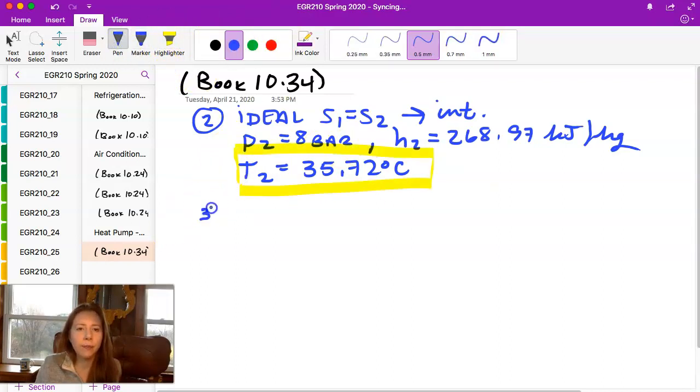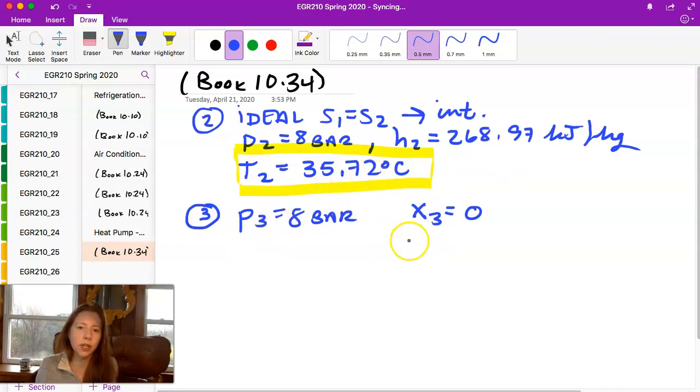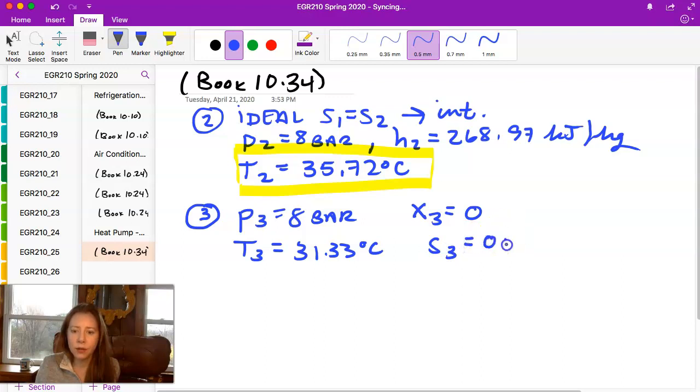So now for state 3, we know that P3 is 8 bar. Quality here is going to be 0 based on the info that they gave us. So we know H3 is 93.42 kilojoules per kilogram. That's given. So the corresponding temperature then under the vapor dome is 31.33 degrees Celsius. And the corresponding entropy is 0.3459 kilojoules per kilogram Kelvin.